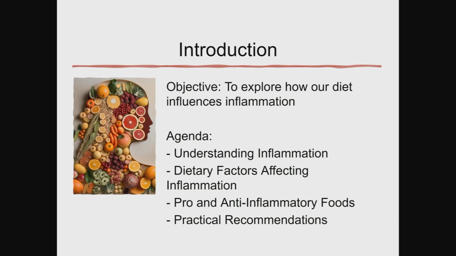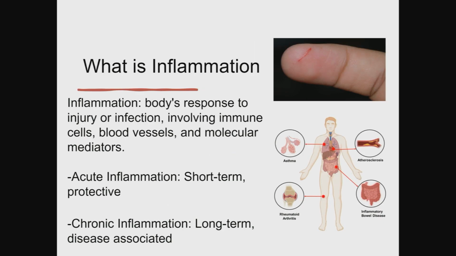So chronic inflammation, think of long-term, something like RA, rheumatoid arthritis. That's where inflammatory cells, instead of protecting the body, are actually harming the body. They are attacking the cells in the joints. All right, so the role of diet in inflammation. There are certain foods that can exacerbate inflammation or alleviate it. There are both pro-inflammatory foods and anti-inflammatory foods, and we'll talk about those.